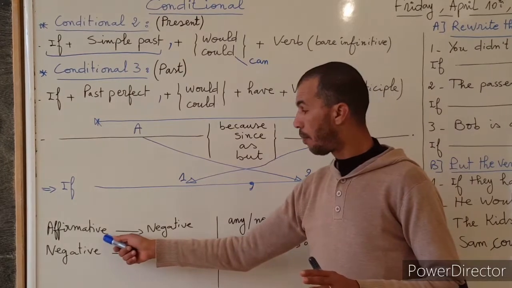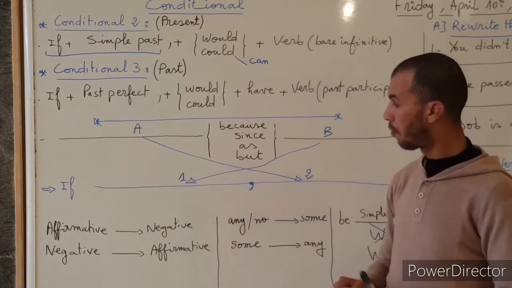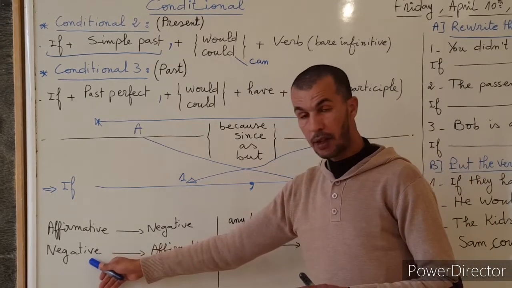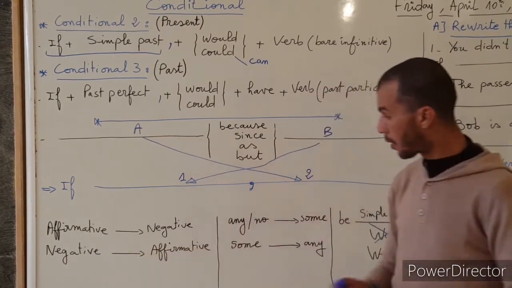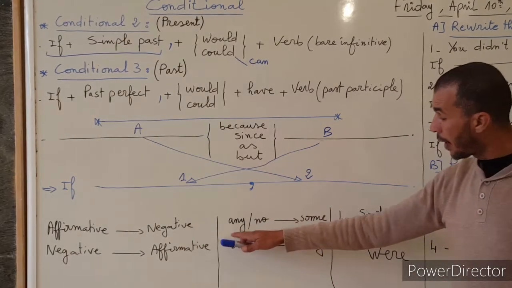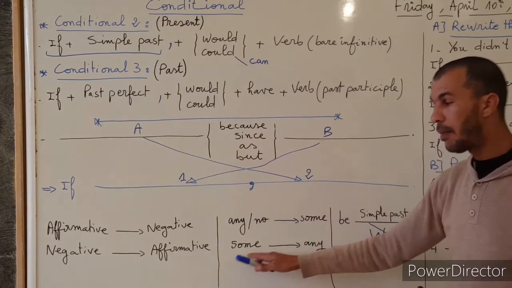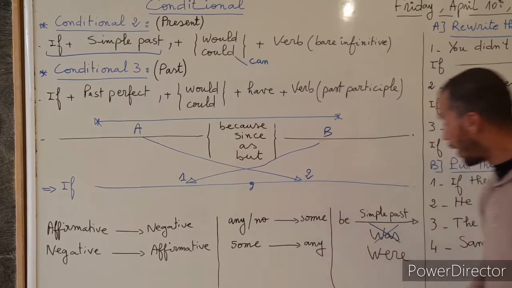Something else to add. Whenever we have a verb affirmative, we rewrite it in negative form, and vice versa. Whenever it is negative, it is rewritten in the affirmative form. Whenever we have any or no, they become some. And whenever we have some, it becomes any.